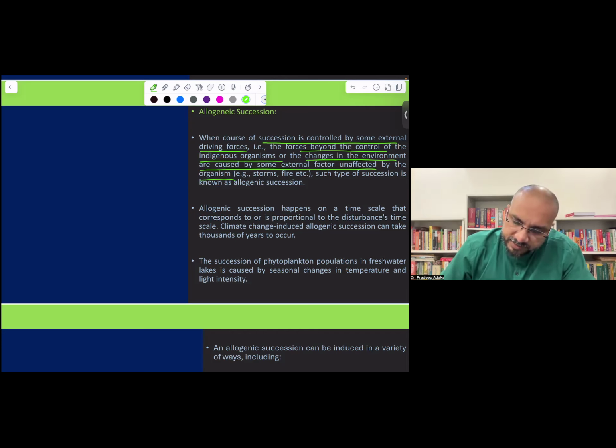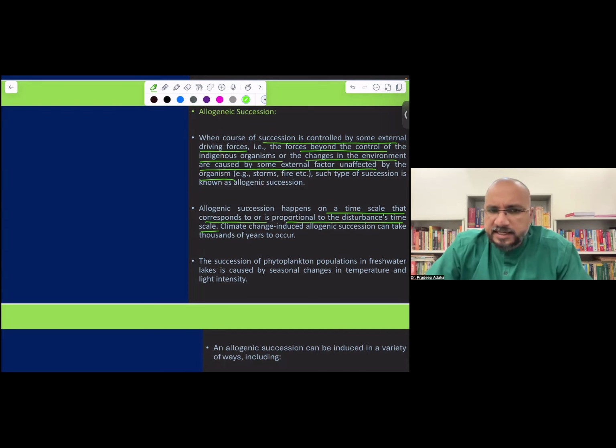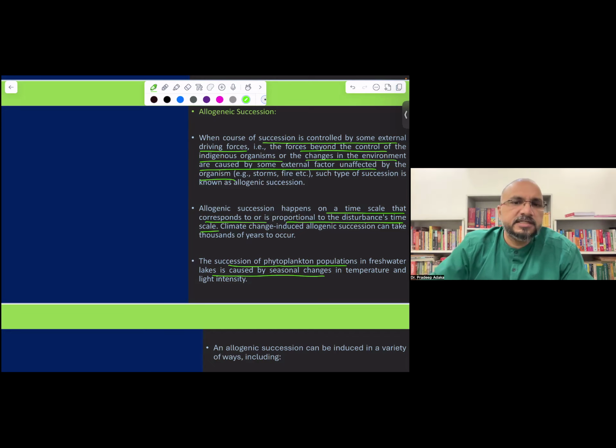So allogenic succession happens on a time scale that is proportional to the disturbance time scale. तो जितना टाइम लगता है डिस्टर्ब होने के लिए उसके ऊपर डिपेंड करता है. Right. So climate change induced allogenic succession can take thousands of years, whereas succession of phytoplankton populations in freshwater lakes is caused by the seasonal changes in the temperature and light intensity.